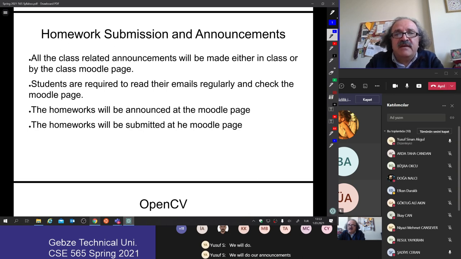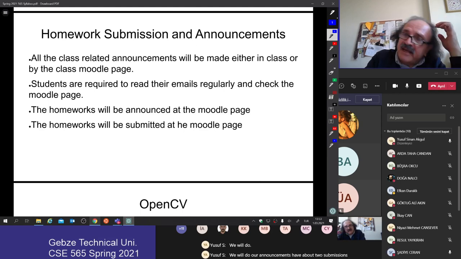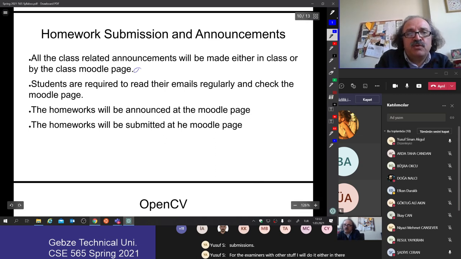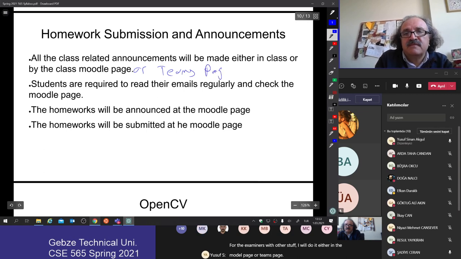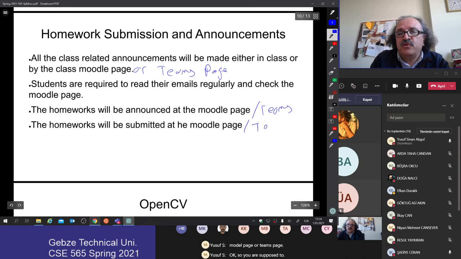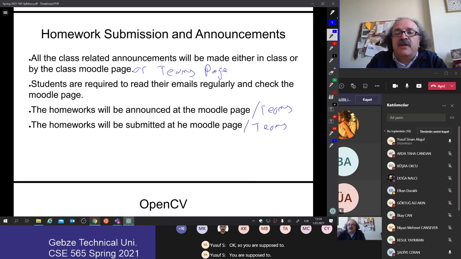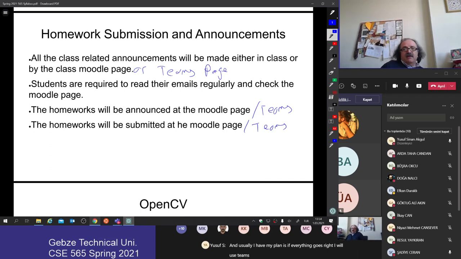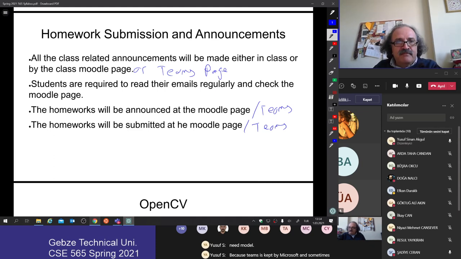We will make our announcements about submissions, the exam, and other things either on the Moodle page or the Teams page. You are supposed to read them from Moodle or Teams. My plan is, if everything goes right, to use Teams most of the time. But from time to time we need Moodle, because Teams is provided by Microsoft, and sometimes the university cancels the subscription of our services with Microsoft, and in that case we will switch to Moodle. But if both are active, you are supposed to monitor both pages for this course.